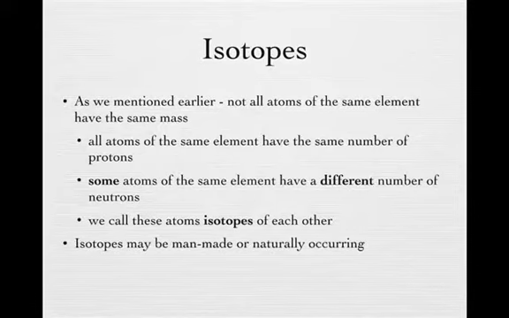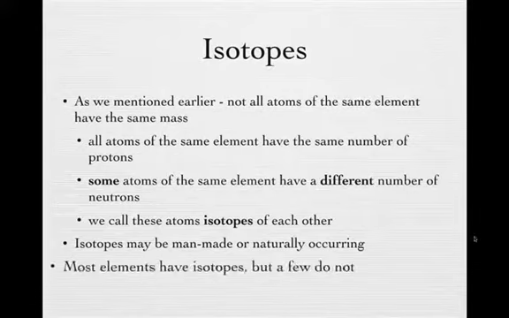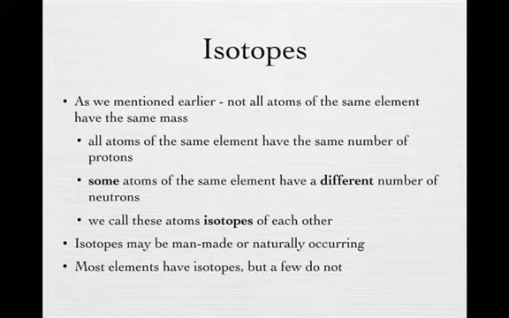And isotopes can be man-made. We have a lot of man-made isotopes. There's also a significant number of naturally occurring isotopes for the different elements. Now, most elements have naturally occurring isotopes. There are just a couple that don't. I think we probably have at least man-made isotopes for most of the elements in there.